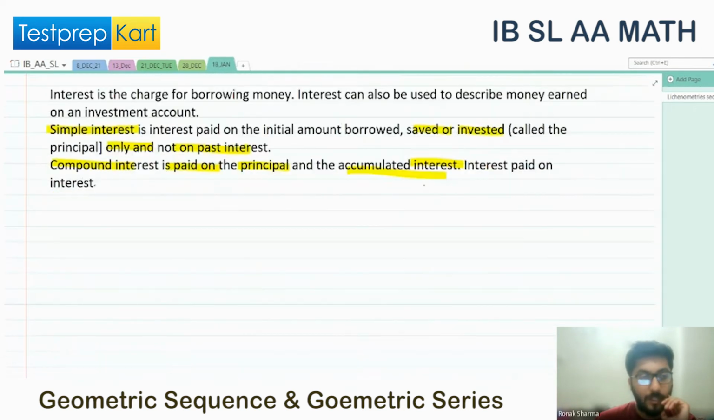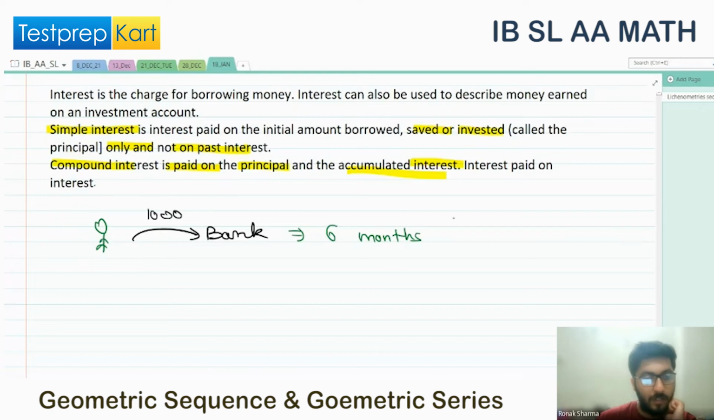Try to understand. Let's say you have put your money in the bank. Let's say you have put 1,000 in the bank, for 6 months. Now, the bank is saying that it will give us 5% interest, monthly. That means what?